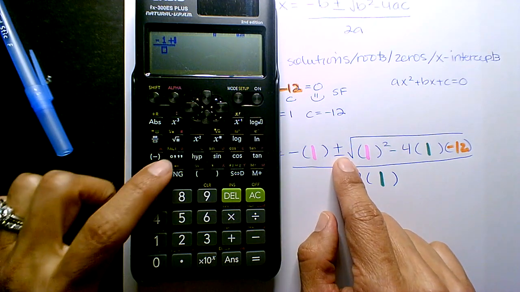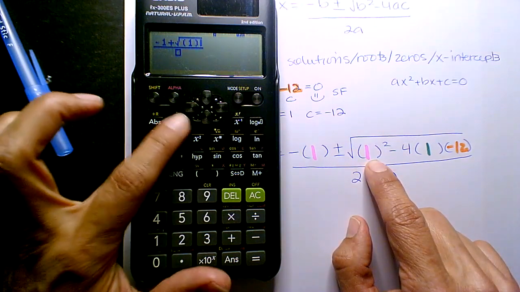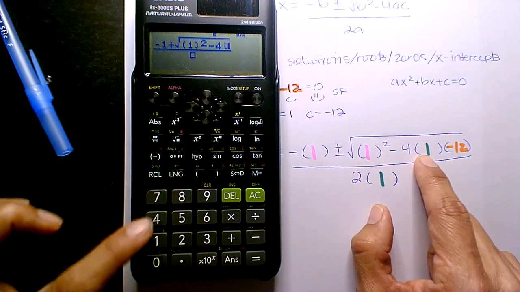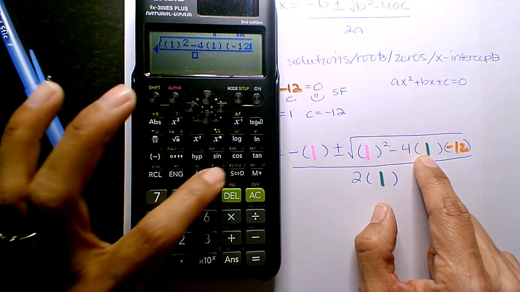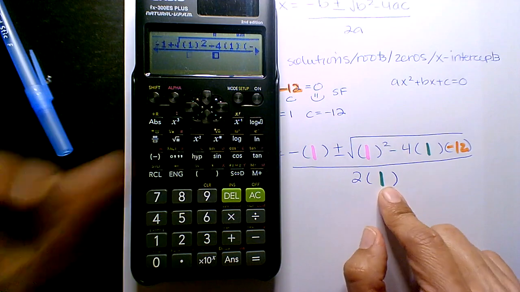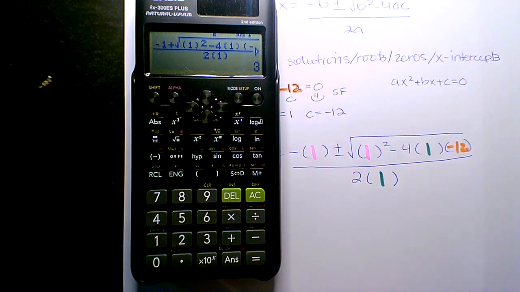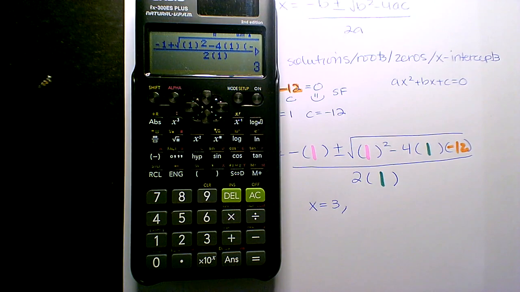Okay, square root 1 squared, minus 4, 1, c, and then I'm going to hit for the denominator 2 parenthesis 1. I click that and I go x equal 3. I get the output 3.